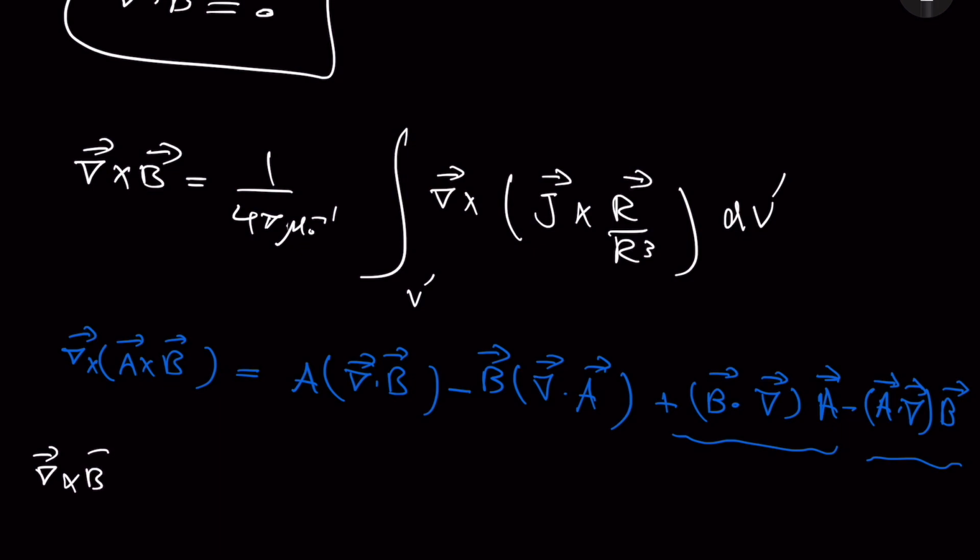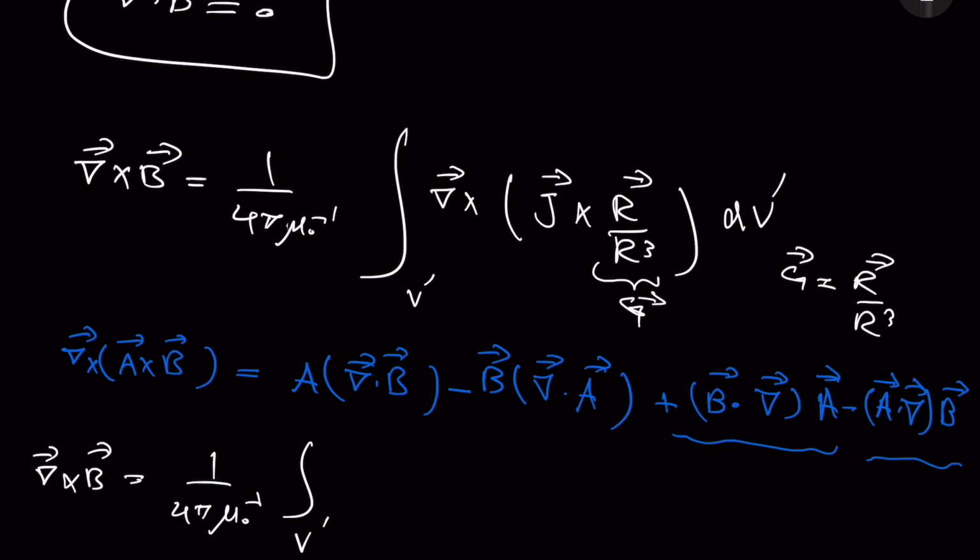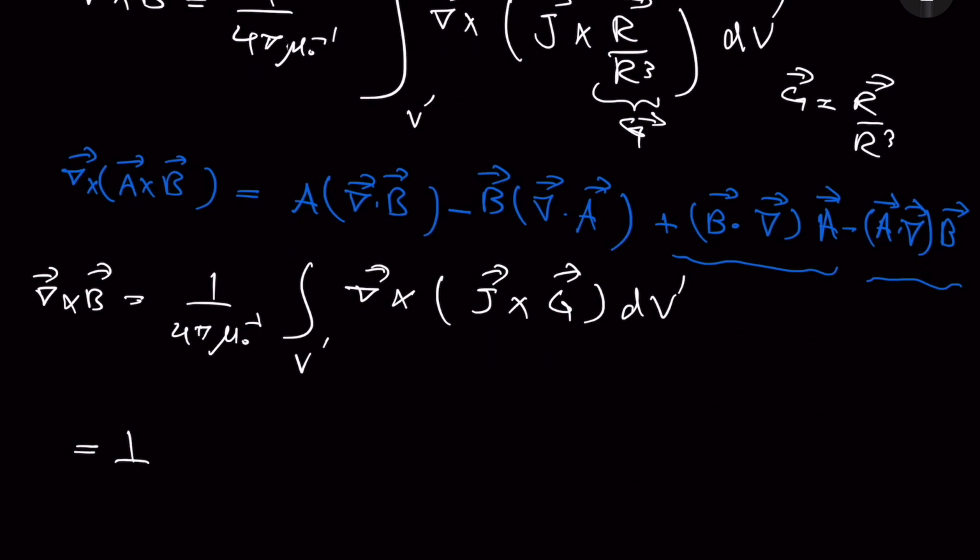So curl of B is going to be equal to 1 over 4 pi, mu naught. Okay, how about I replace this with G, because there's going to be lots of terms, so it's simpler to just assume G is equal to R over R cubed. All right, so then I'm going to be looking more at this J times G. Now let's start expanding that.